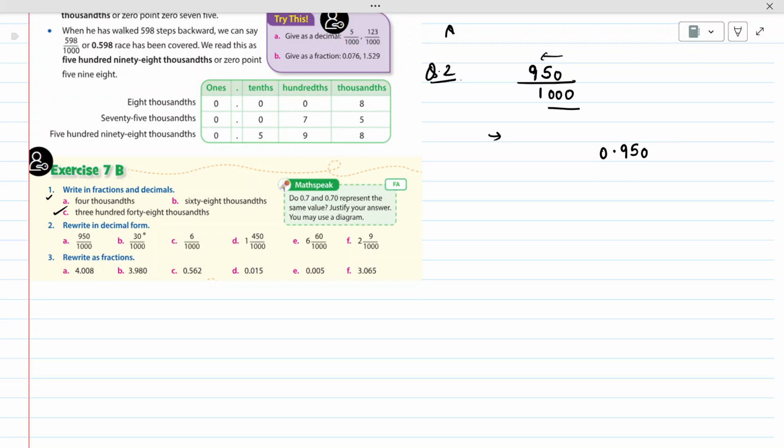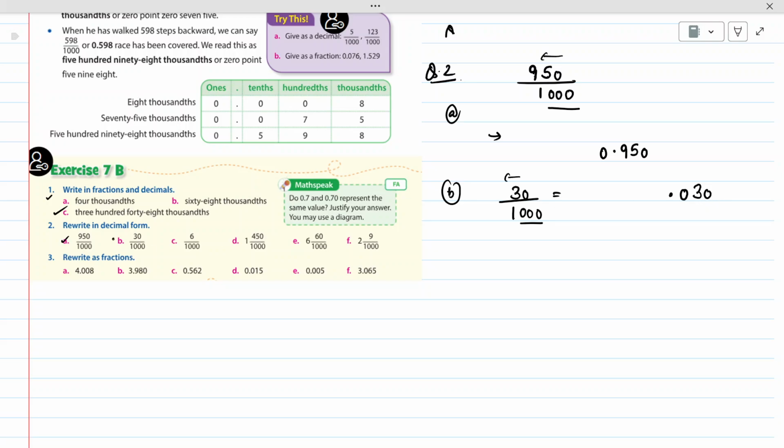0.950. Okay. Now coming to B part, we have 30 divided by 1000. Three numbers here, so three places in the numerator. We have 30, and for the next place which we don't have, we are going to put 0 here and then a decimal. So this will become 0.030. This means we have 0 at 10th place, 3 at 100th place, and again 0 at the 1000th place.